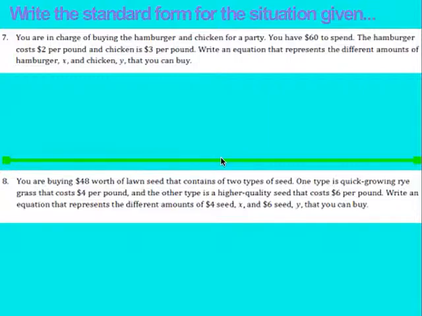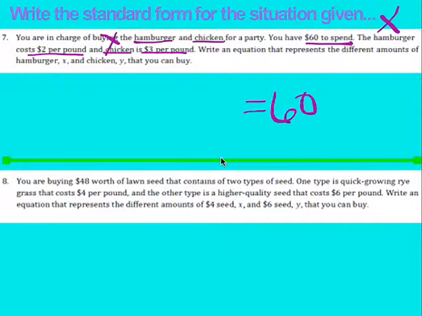So you are in charge of buying hamburger and chicken for a party. My guess is that those are going to be my variables, but let's see. We have $60 to spend. Again, for today, we're just assuming we're going to spend exactly $60. The hamburger costs $2 per pound, so I'm going to have hamburger be X. And the chicken costs $3 per pound, so I'm going to have chicken be Y. Write an equation that represents the different amounts of hamburger X and chicken Y that you can buy.